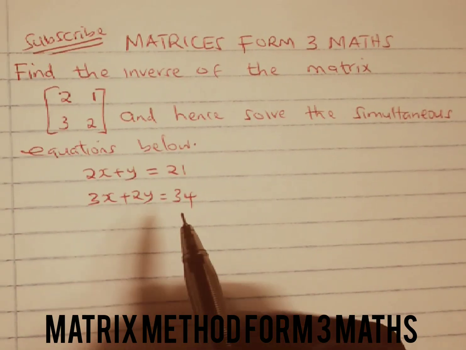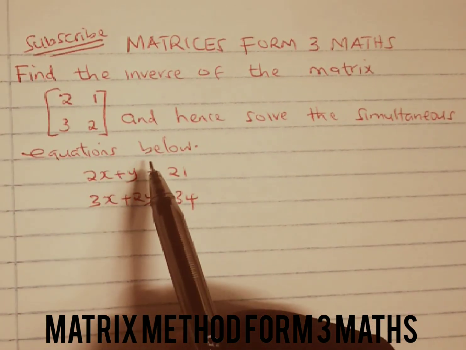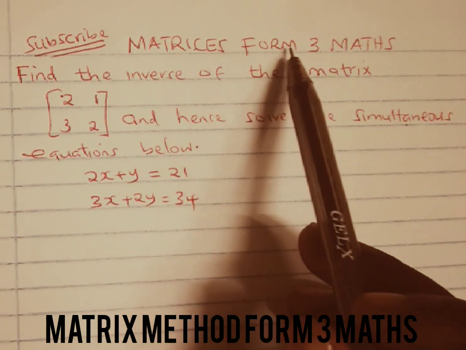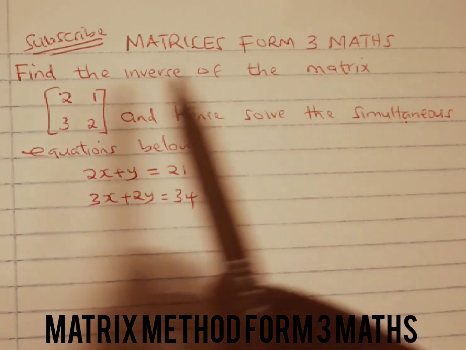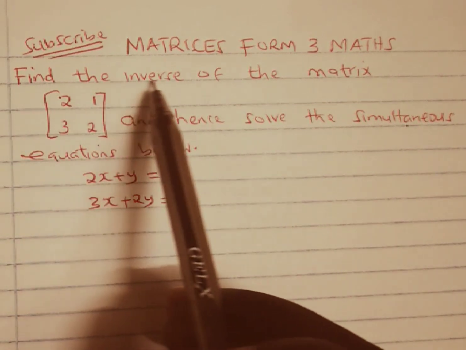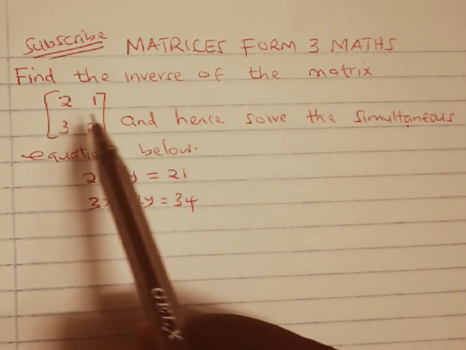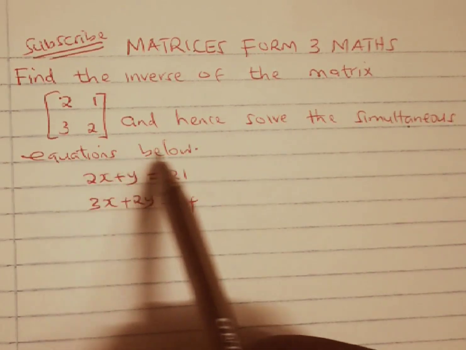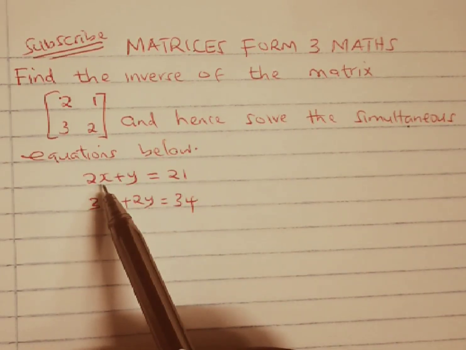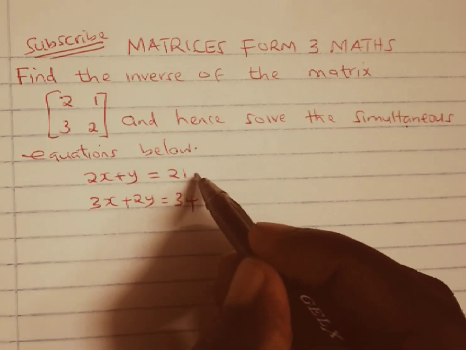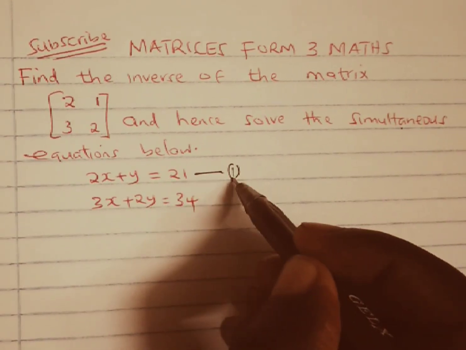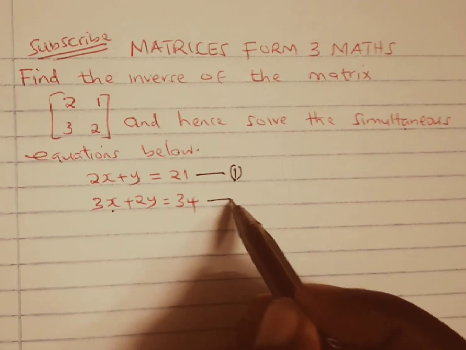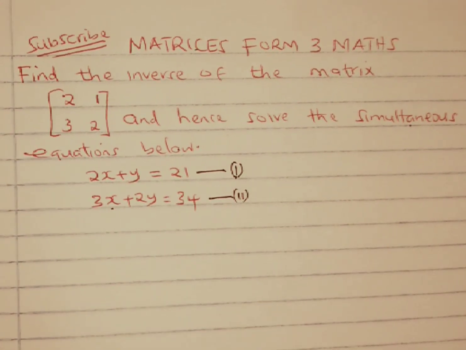Welcome to this discussion. We are looking at solutions of simultaneous equations using matrix method, Form 3 mathematics. And the question we have reads, find the inverse of the matrix 2, 1, 3, 2, and hence solve the simultaneous equations below. That is 2x plus y is equal to 21 as our first equation, and also 3x plus 2y is equal to 34 as our second equation.